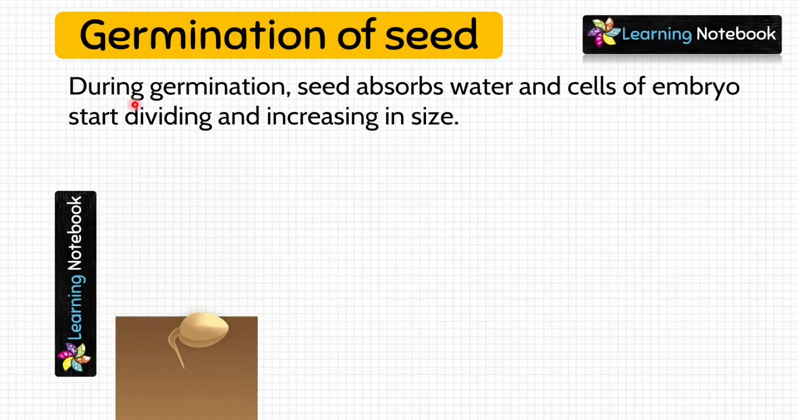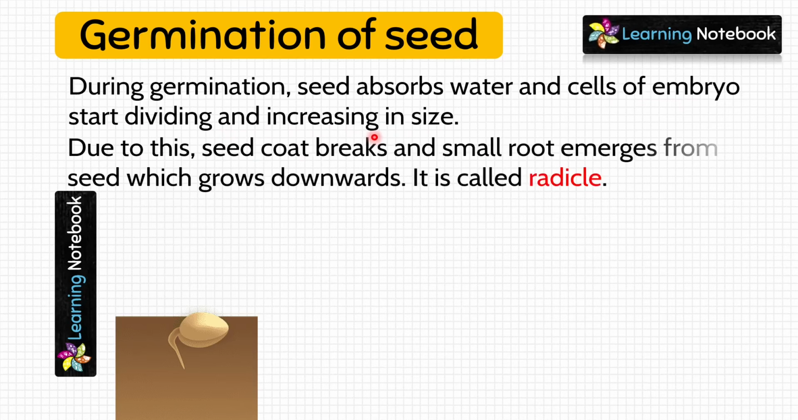Now during germination, the seed absorbs water and cells of the embryo start dividing and increasing in size. Due to this, the seed coat breaks and a small root emerges from the seed, which grows downwards. It is called radicle. Like here, students, this small root which is emerging from the seed and is growing downwards is called radicle.